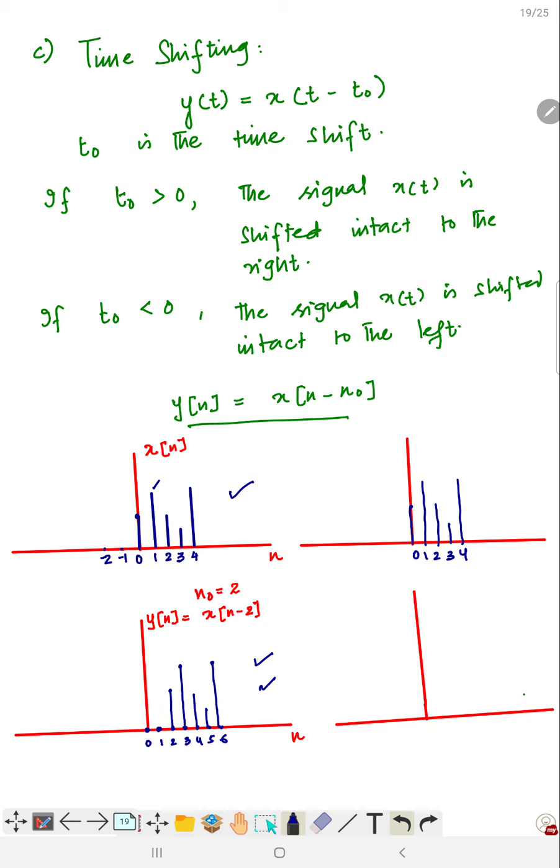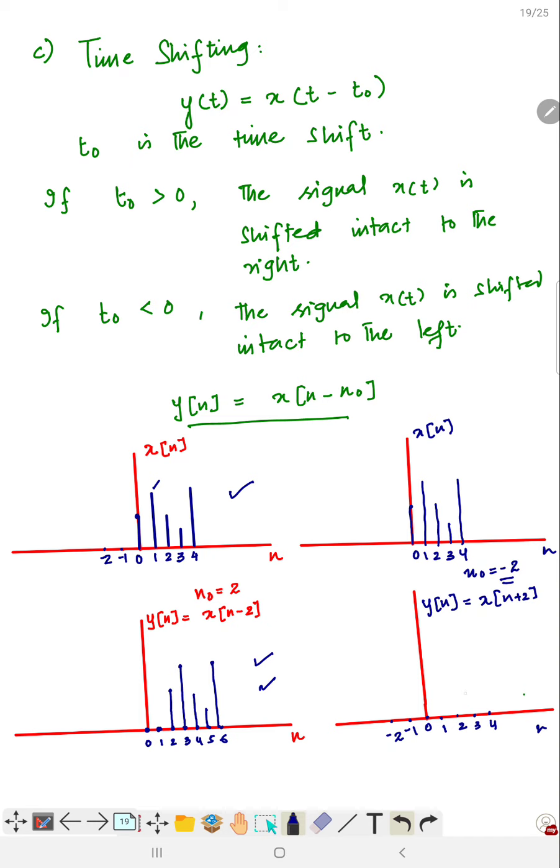And if I define, so this is my x of n. Now for this case, if I define n0 having a value of say minus 2, which means y of n will be x of n plus 2. And if you do the same calculation in tabular form, you will observe that it will be shifted towards left. So essentially what it means is 0, 1, 2, 3, 4, minus 1, minus 2. So the entire waveform will be shifted towards left by 2 units.